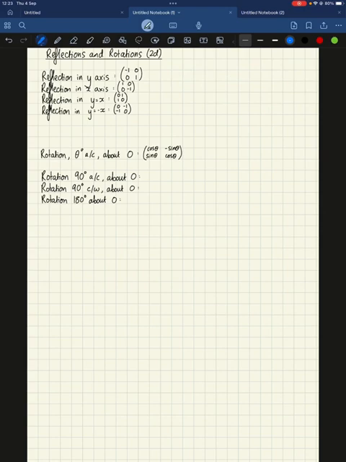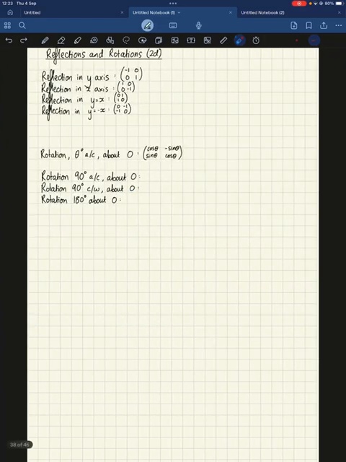So these are for reflections in basically lines. Reflection in the y-axis is the line x equals 0. Reflection in the x-axis is the line y equals 0. Now, for rotations, theta degrees anticlockwise. So we've got reflections, now rotations.